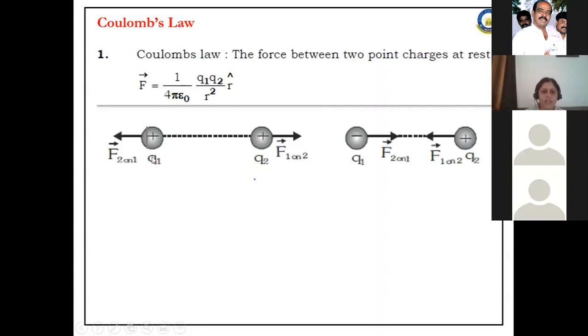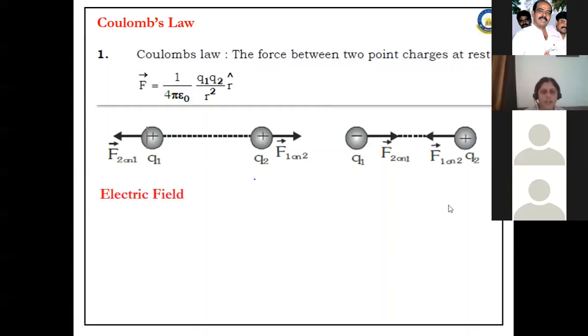Here you can see that the forces are acting. In case of like charges, the forces are acting away from them, and in case of unlike charges, the forces are acting towards each other. That means like charges repel and unlike charges attract.